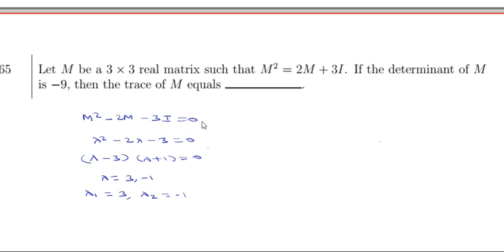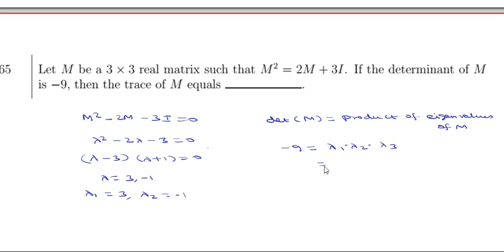To find the third eigenvalue, there is a relation between the product of eigenvalues and the determinant. The determinant of a matrix M is equal to the product of the eigenvalues of M. The determinant of M is given as minus 9, which equals lambda 1 into lambda 2 into lambda 3. Lambda 1 is 3, lambda 2 is minus 1, so from this we can see that lambda 3 equals 3.